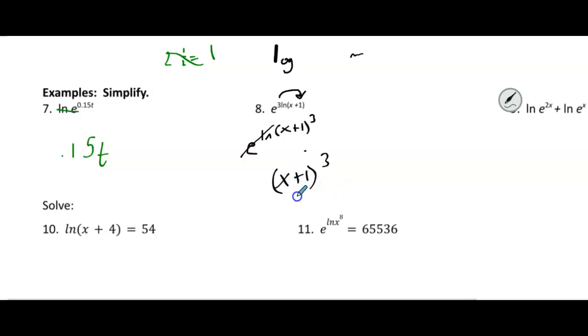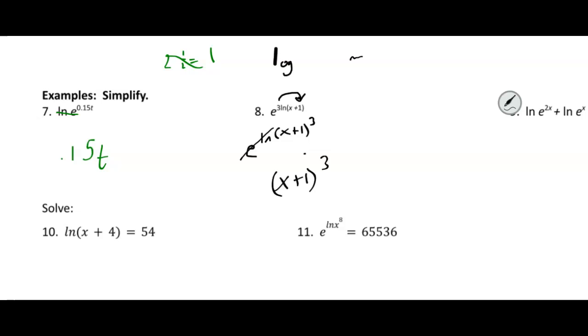Now, I'm not going to ask you to expand this, because if I did, you'd end up with a polynomial. I'm not going to ask you to do that right now. I just want you to focus on simplifying natural log and e.